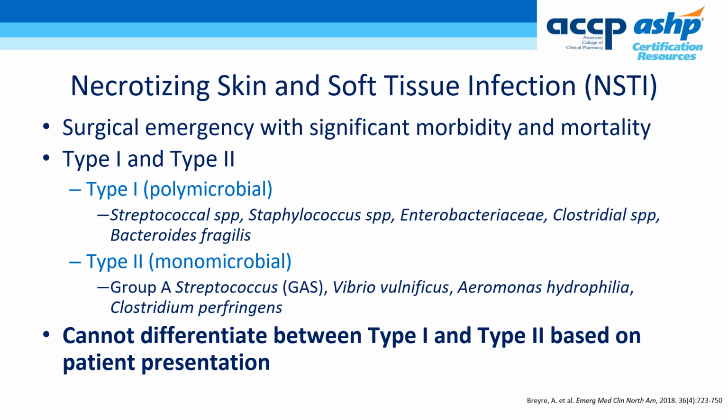Now moving on to necrotizing skin and soft tissue infections, which result in rapid bacterial spread and necrosis of subcutaneous fat, muscle, and fascia, and they require prompt surgical consultation. Now there are two types of necrotizing skin and soft tissue infections, type 1 being polymicrobial with mixed aerobic and anaerobic microbes, and type 2, which is monomicrobial with group A strep being most common. You cannot differentiate the two based on presentation alone, so their empiric antibiotic therapy is the same.